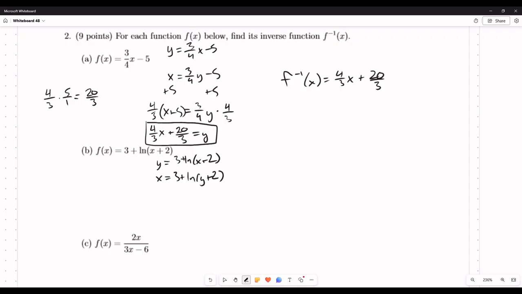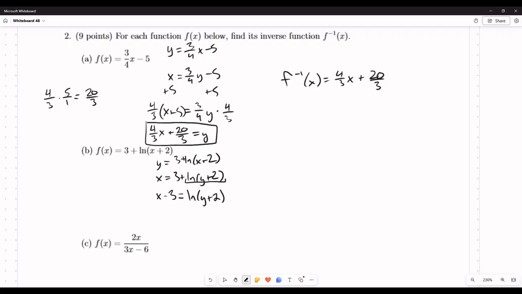And then usually when I'm solving and I have something inside of a natural log, I want to start by getting the natural log by itself. So we'll do that same thing here. To do that, I'm going to start by subtracting 3 from both sides to get x minus 3 equals natural log of y plus 2.